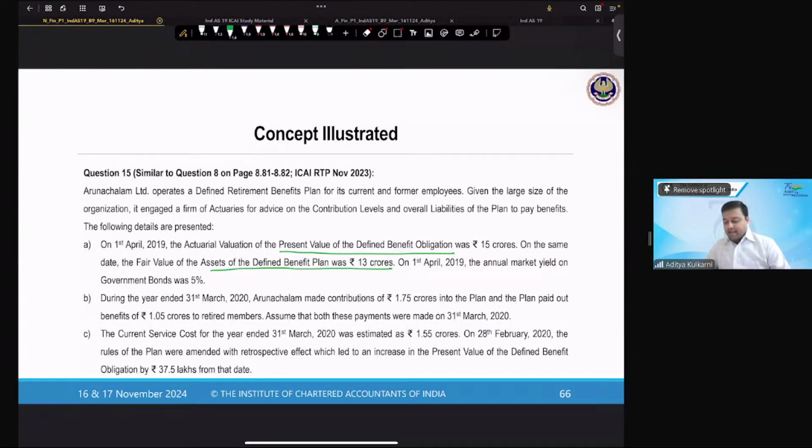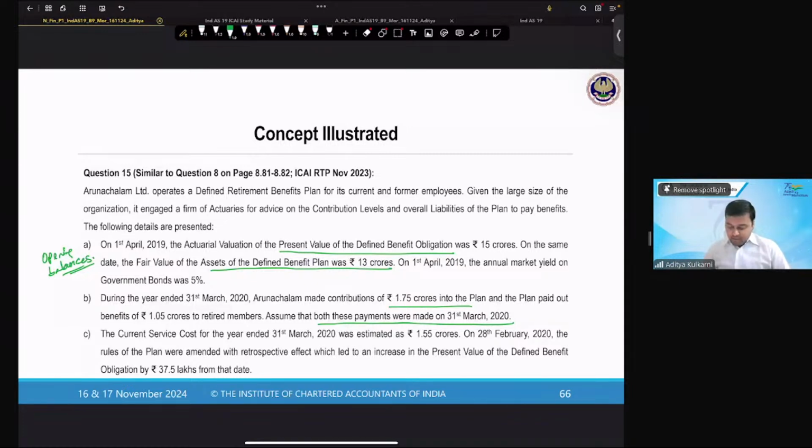On 1st April 2019, the annual market yield on government bonds was 5%. Why have they given this? This will be your discount rate. Okay, so this is your opening balances. During the year ended 31st March 2020, Arunachalam Limited made contributions of 1.75 crores into the plan. And the plan paid out benefits of 1.05 crores to retired members. Assume that both these payments were made on 31st March 2020.